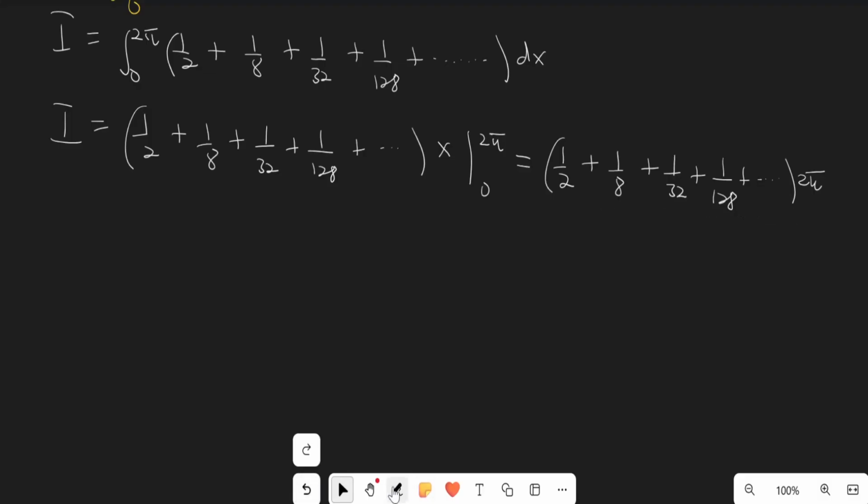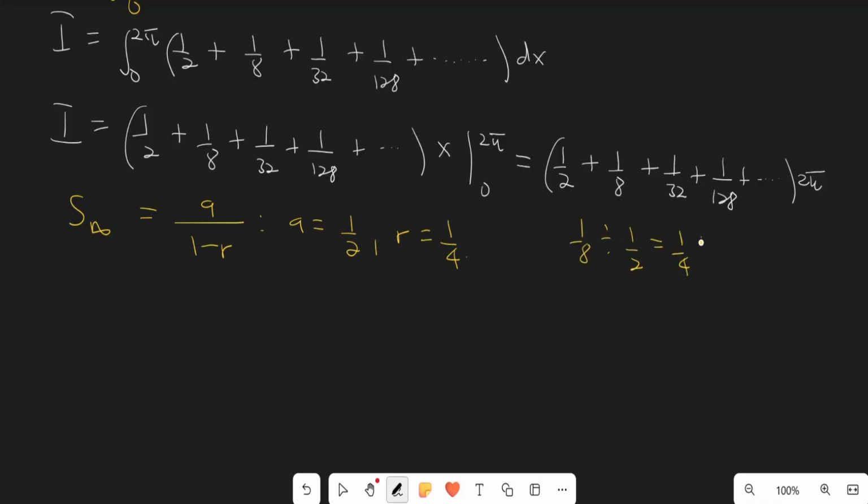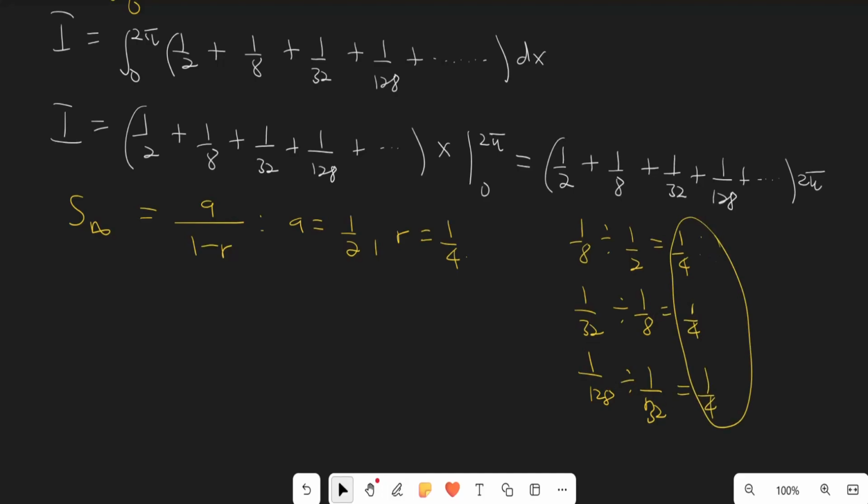That is a geometric series, right? The infinite sum of a geometric series is a over 1 minus r. Here a is the first term, which is 1 over 2, and r is the common ratio, which is 1 over 4. It's 1 over 4 because 1 over 8 divided by 1 over 2 is 1 over 4, and 1 over 32 divided by 1 over 8 is 1 over 4. And the last term, 1 over 128 divided by 1 over 32, is 1 over 4 as well. So 1 over 4 is the common ratio.